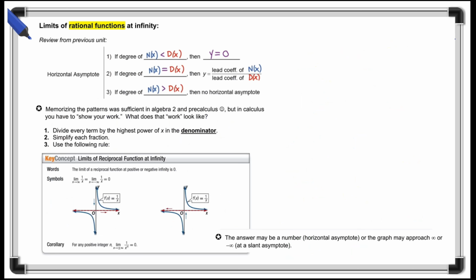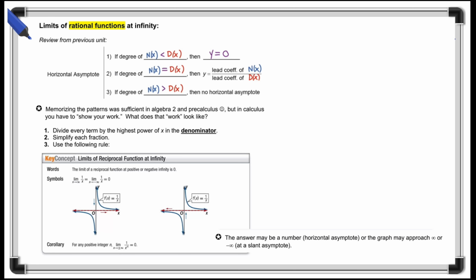Now, when we looked at rational functions at infinity, again, we were looking at the horizontal asymptote. So you're looking at top heavy, bottom heavy, or even Stevens. And we also looked at the possibilities of having slant asymptotes.